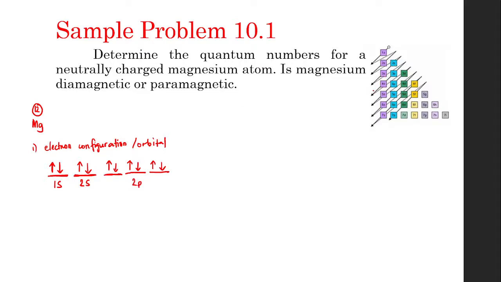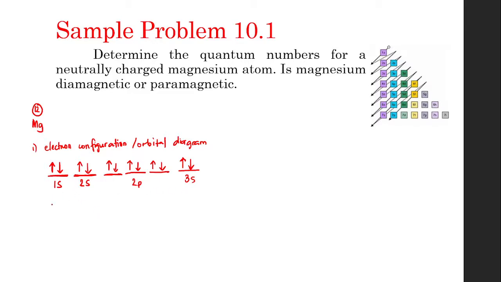After 2p, the next is 3s. And s has 1 orbital, so I only have 1 line there. How many electrons do I have left? I have only 2 electrons left, so for 3s I write an electron going up and then an electron going down. So this is already my orbital diagram. It's not yet the electron configuration, but you already have a clue on how to write it.